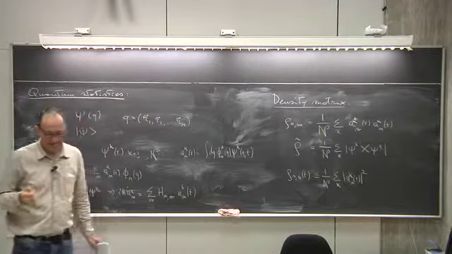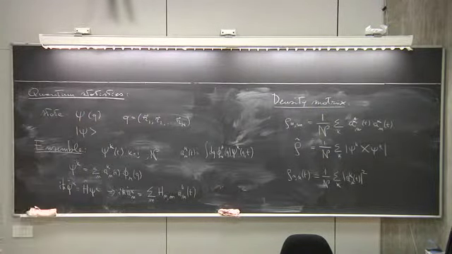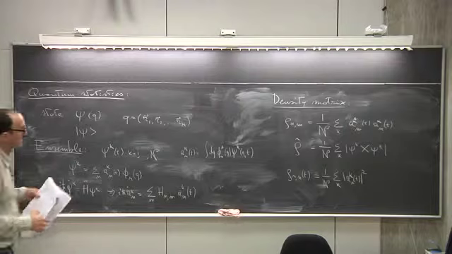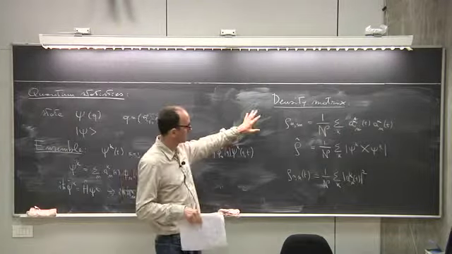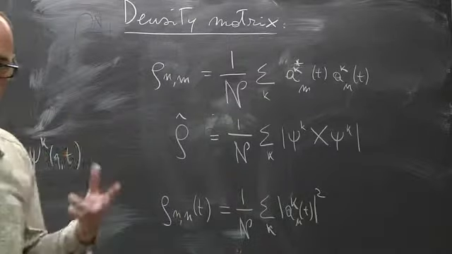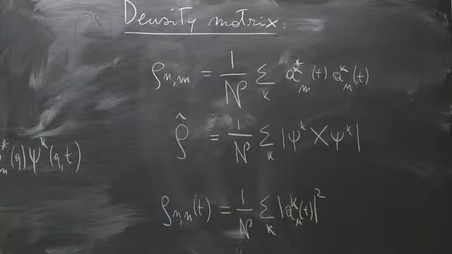Is precisely the probability that I will find the copy k in state n, averaged over all the copies in the ensemble, over all the points in the ensemble. So the idea of this density matrix is that it encodes two types of averages, one over the quantum state and the other one over the ensemble.